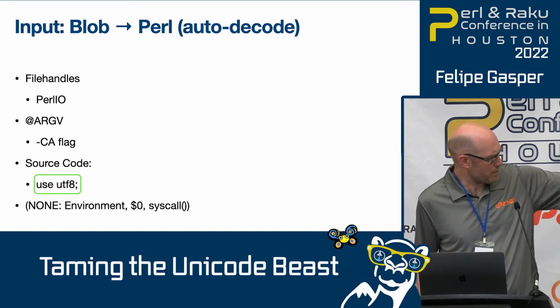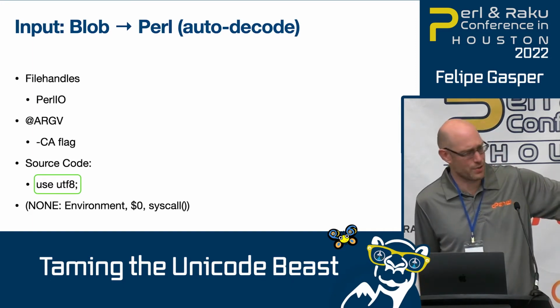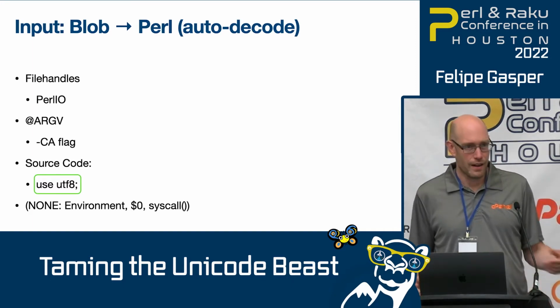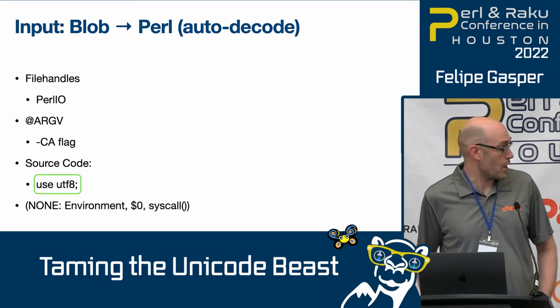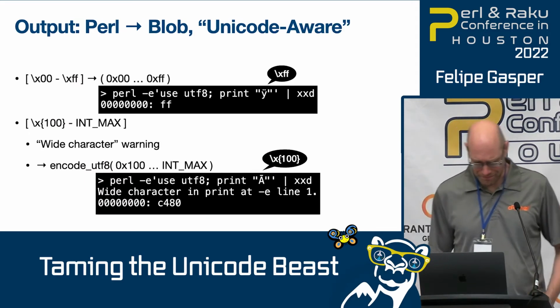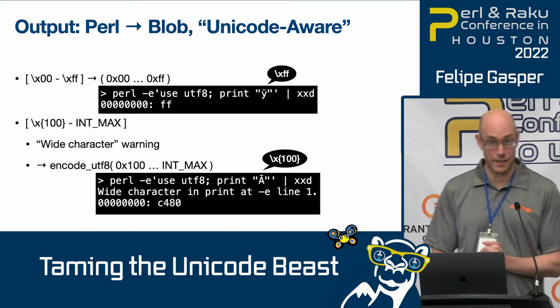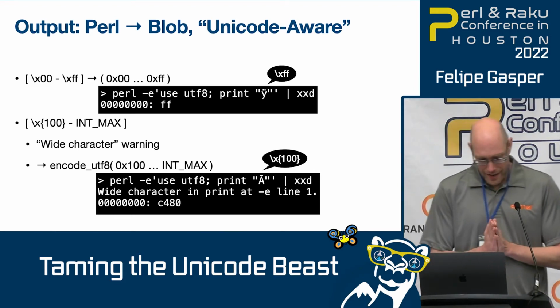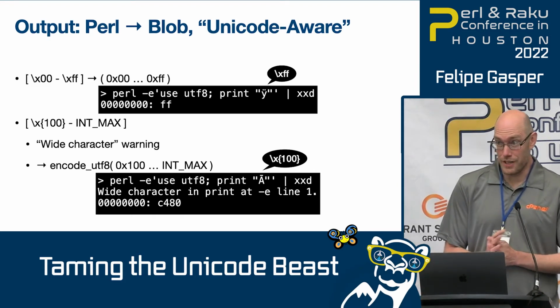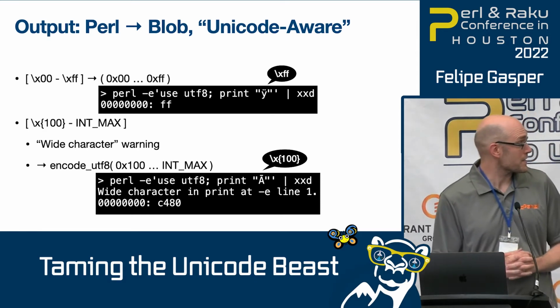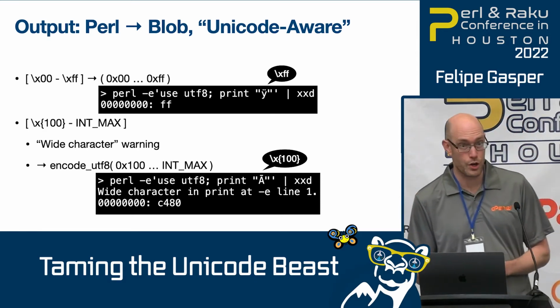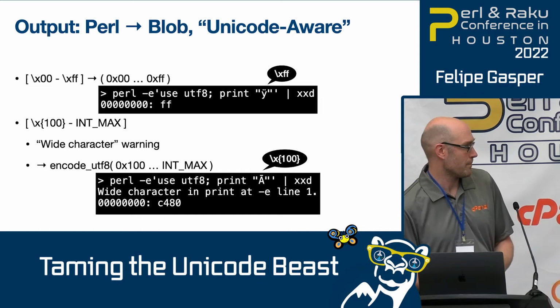For those other ways of getting input from the environment or syscalls or $0, there's no format for auto-decoding. Output gets a little dicier because it's a lot more interesting. Firstly, because some of our output channels are Unicode aware, some of them are not.